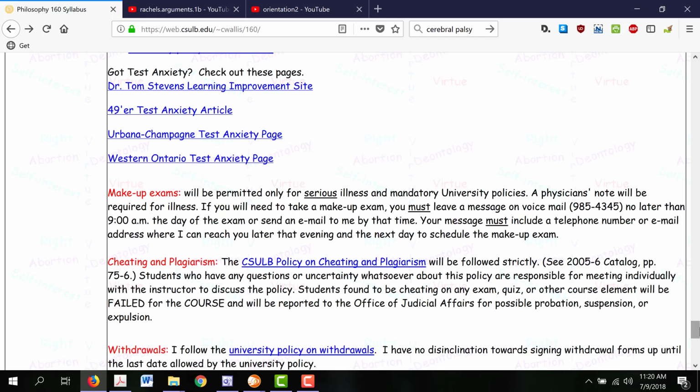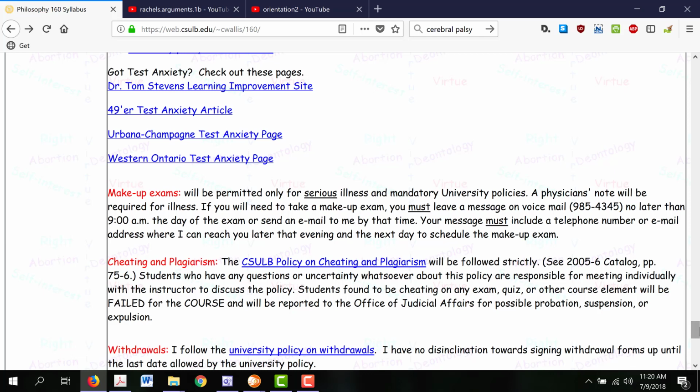This class, because it is an online class. Cheating and plagiarism. Well, I follow the CSULB policy on cheating and plagiarism. The policy is linked here, at least one version of it is linked in our catalog.